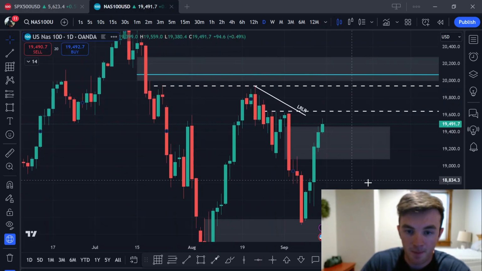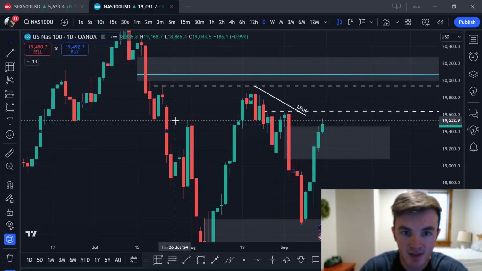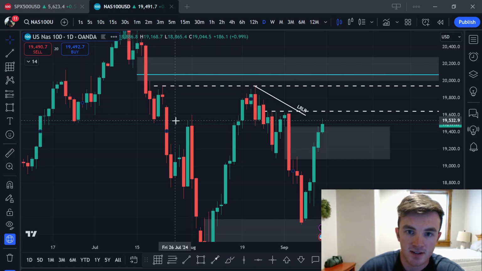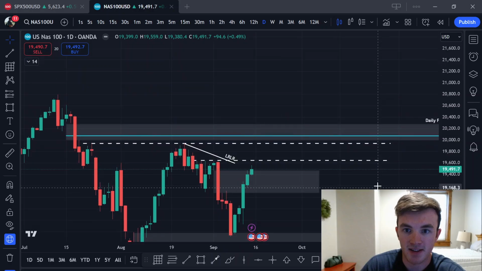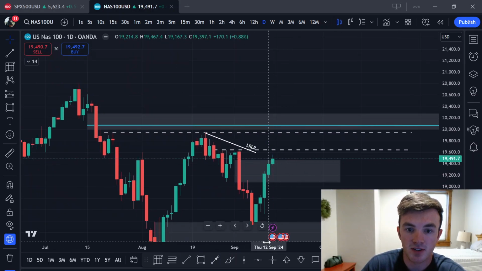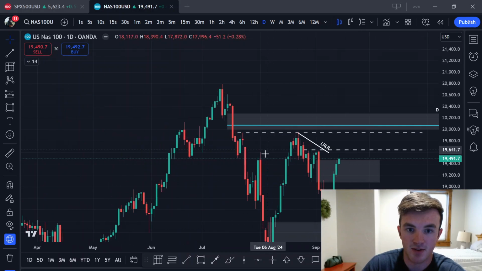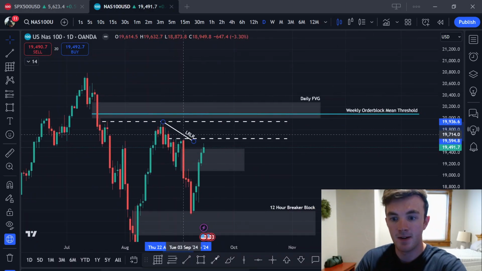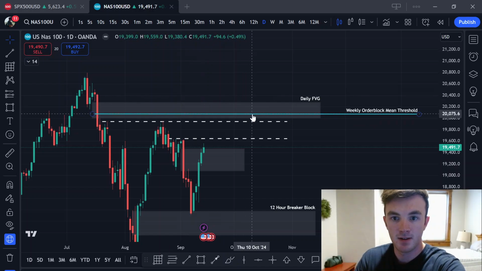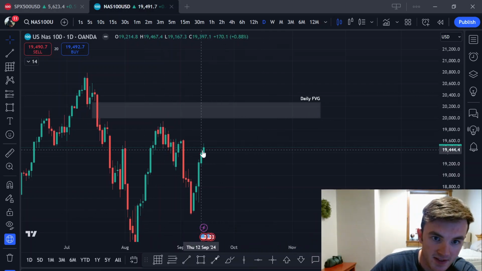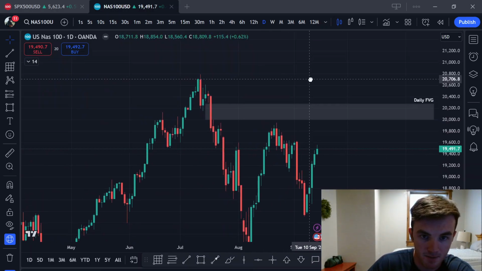So something else that I think is really interesting is, let's say the NQ runs this buy side, we run this buy side, push into this daily fair value gap, we push into this weekly order block. Let's say that this happens, right? So this area, let's get rid of everything else so it's not overly complicated. So this is the area we're talking about. Let's say NQ pushes up into here.